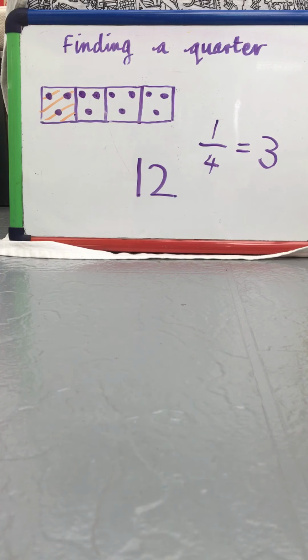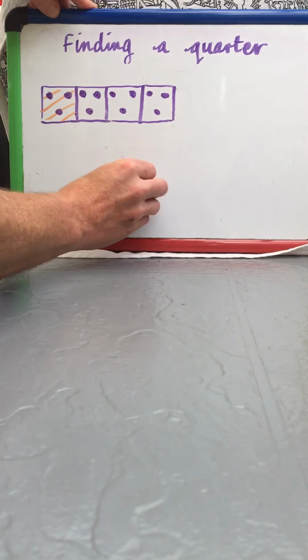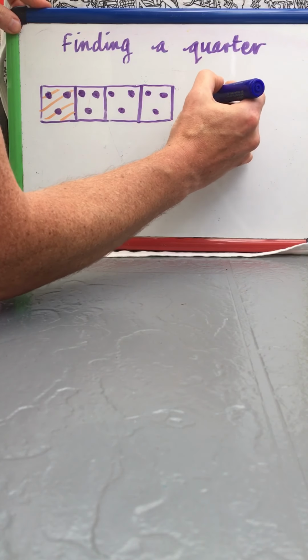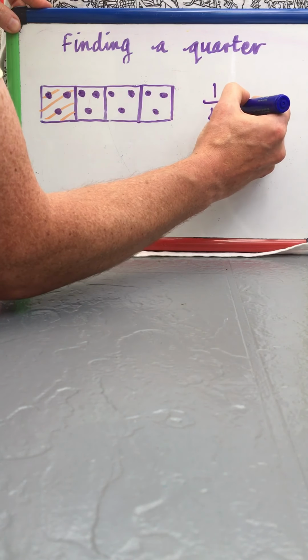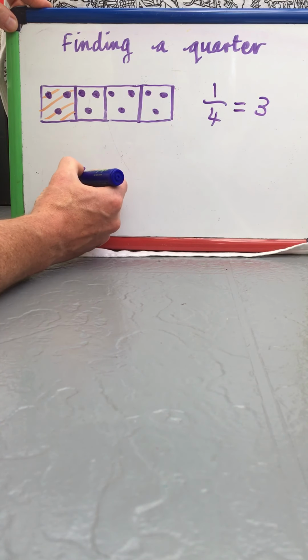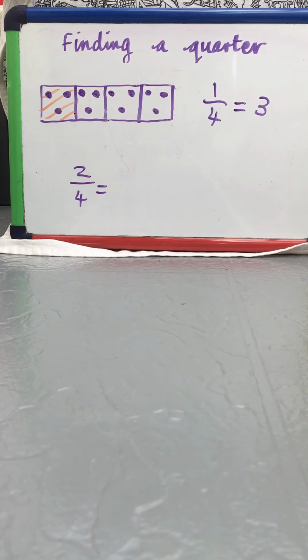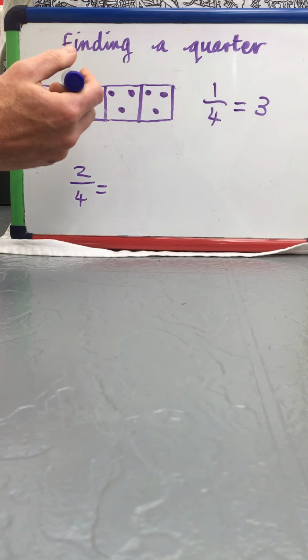1/4. Let's make it more difficult. How about if we had 2 quarters? Let me just mark that out, make some space. So 1/4 equals 3. How about 2 quarters? Let's put that here. Now 2 quarters.